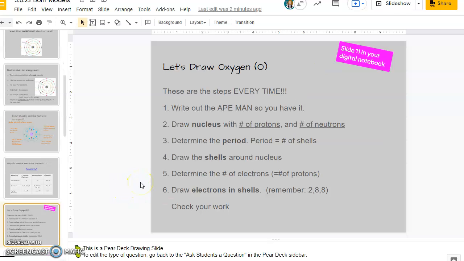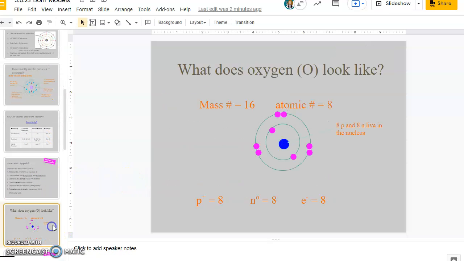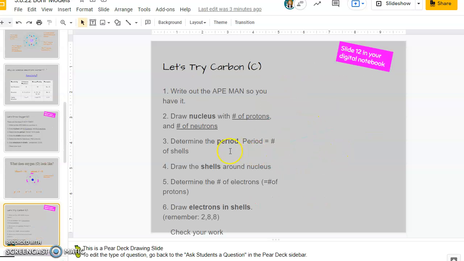So we're going to draw an oxygen. Here are the steps every time. Write out the element, draw the nucleus with the number of protons and neutrons, determine the period, which gives the number of shells, and draw the shells. If we're in period 1, we have 1 shell. If we're in period 2, we have 2. Determine the number of electrons and draw them. Remember, 2, 8, 8, and then check your work. So this is what oxygen looks like. We have 2 and then 6 on the outside.